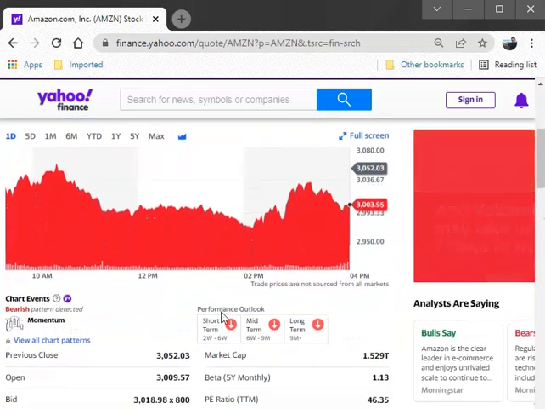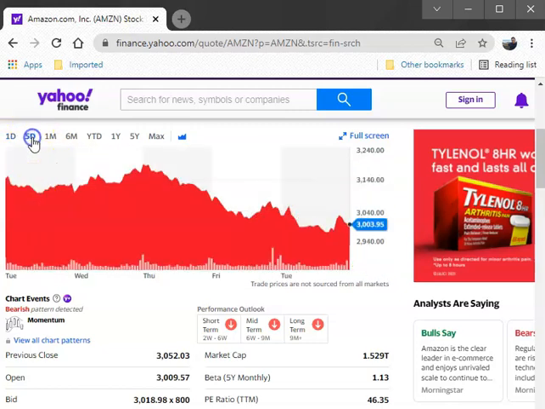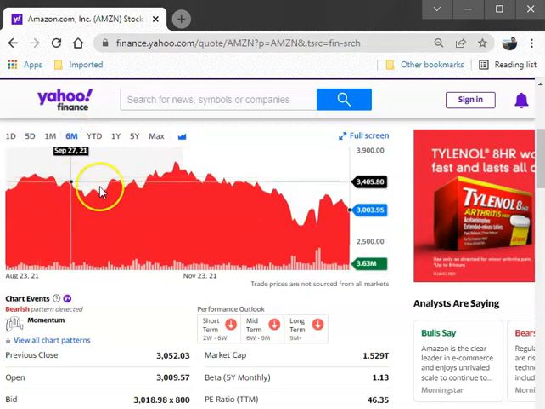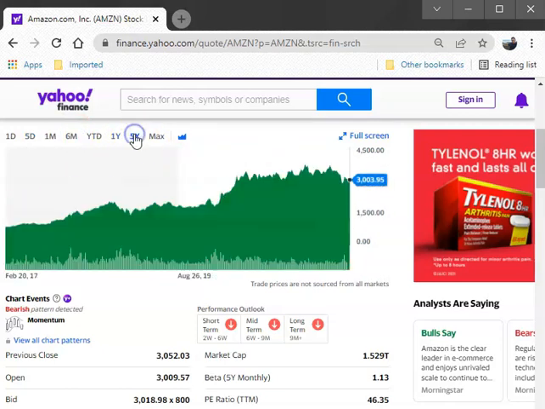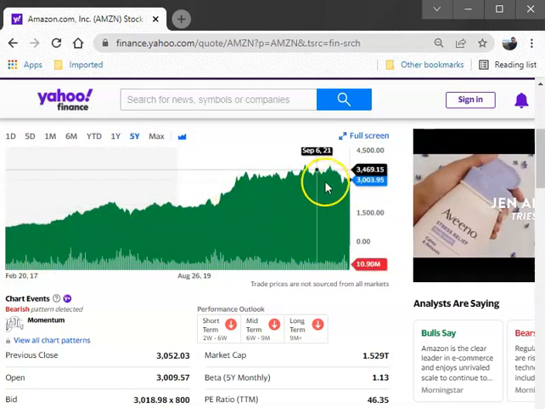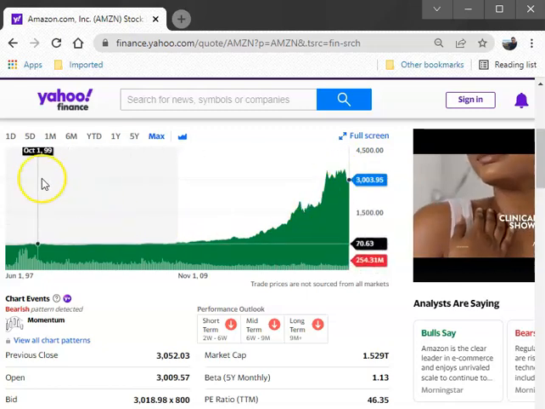Alright, so we can see that this is short term. You can see there's a loss. How about in 6 months? Still a loss. And how about in 1 year? How about in 5 years? See, in 5 years, the long term, maximum, there is always a gain, right?